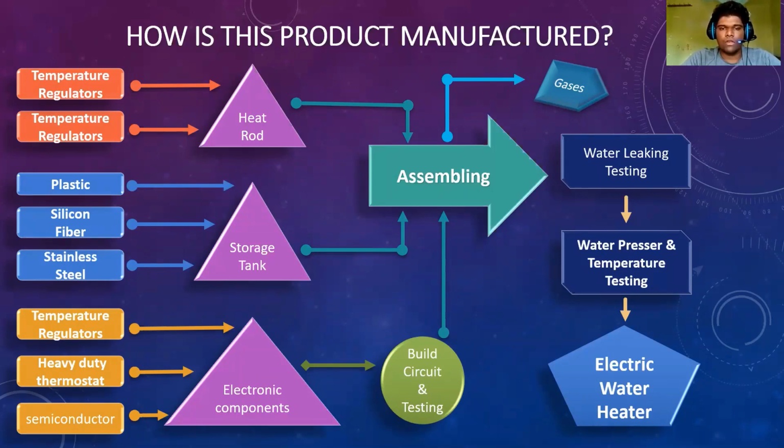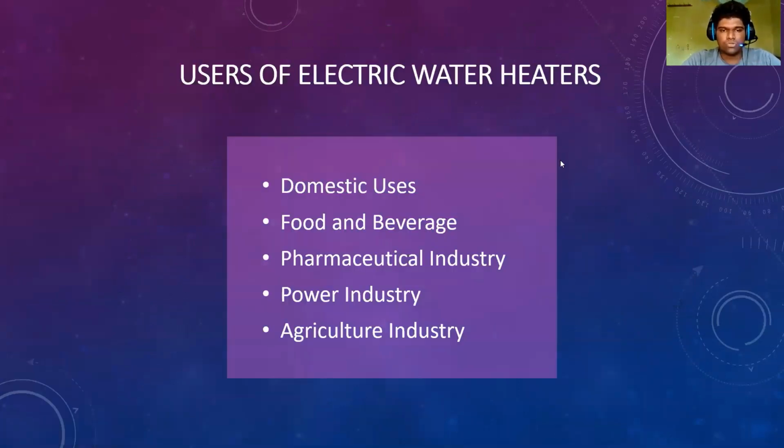Now I am going to tell you what the uses of electric water heaters are. Electric water heaters are used to heat. They are used for domestic purposes like cooking, drinking, and bathing. They are also used in the power industry to generate electricity and in the agricultural industry for plantings and so on. Now I hand over the presentation to Miranga to continue.